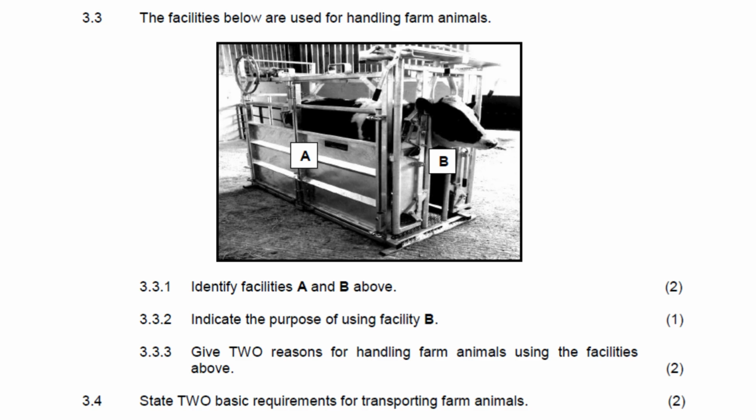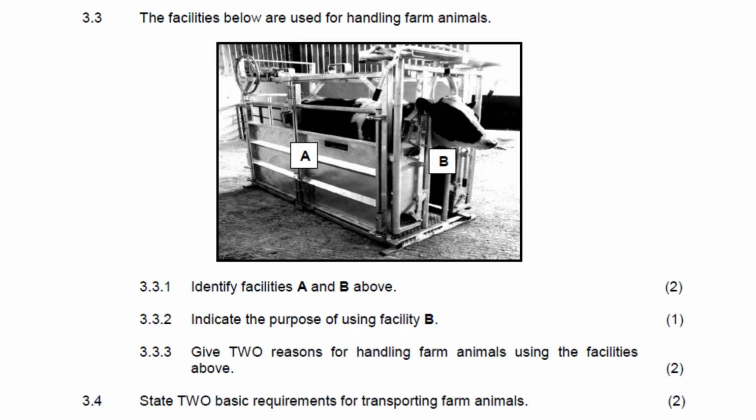So now you are only asked to identify. You do not give explanations. Don't waste your time giving explanation. Just identify. So A, it's a crush. B, it's a neck clamp. Right. Now indicate the purpose of using facility B. Obviously, I have just mentioned this now.